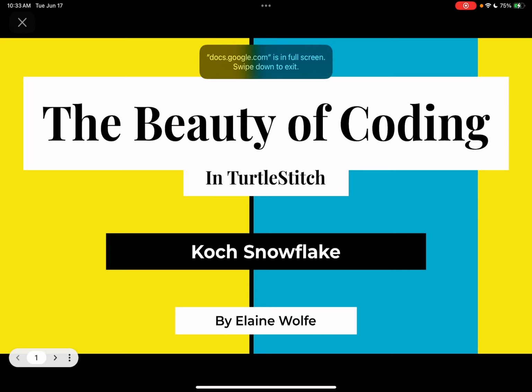Today I'm going to take you on a journey into the world of fractals, specifically the Koch Snowflake, one of the earliest fractals ever described. We'll explore the beauty of recursive geometry and see how coding with TurtleStitch can bring these mathematical patterns to life through embroidery.